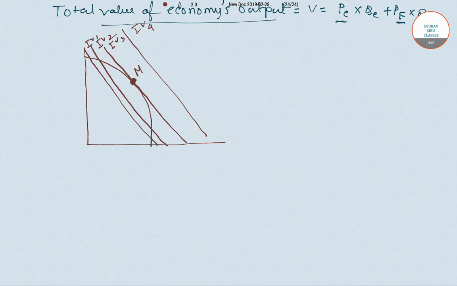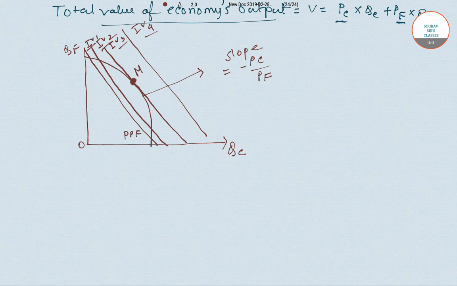We know the slope of this is what? This is the slope, which is written as minus PC by PF. This is the PPF, QC, and there is QF, and there is the origin 0. So here we know there are iso-value lines such as IV1, IV2, IV3, IV4.